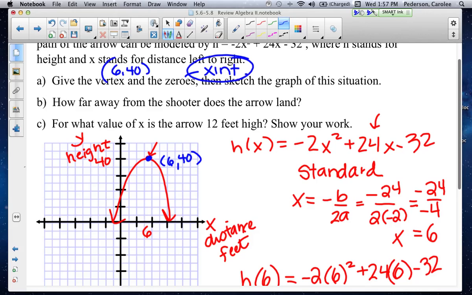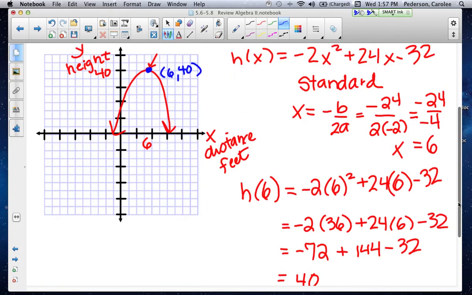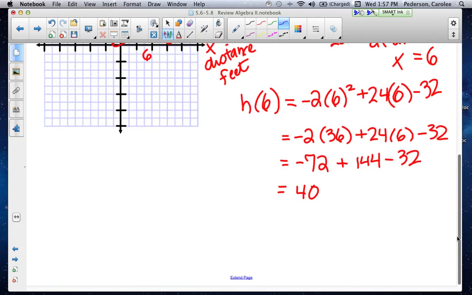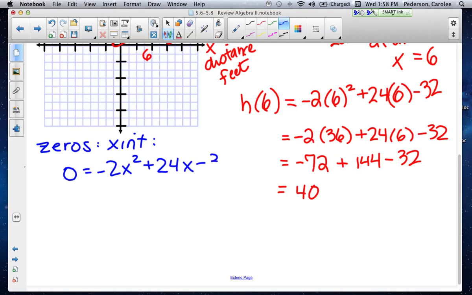So how do you find the x-intercepts? To find the zeros, you find the x-intercepts. So you set the function, the y, equal to 0, and you solve for x. So I'm just rewriting the original function. And now we solve for x. So now how do you solve for x?